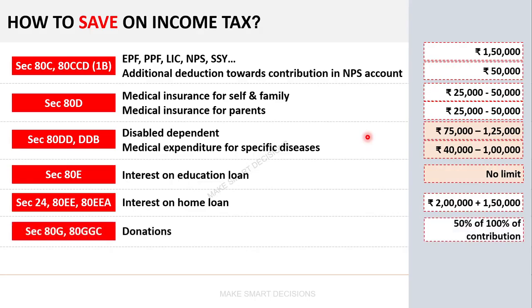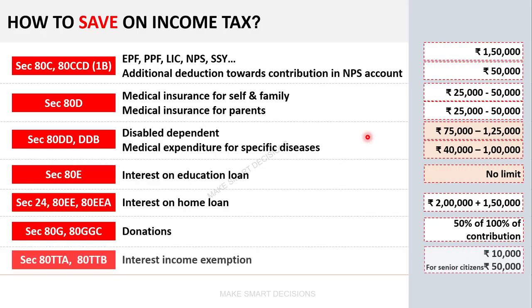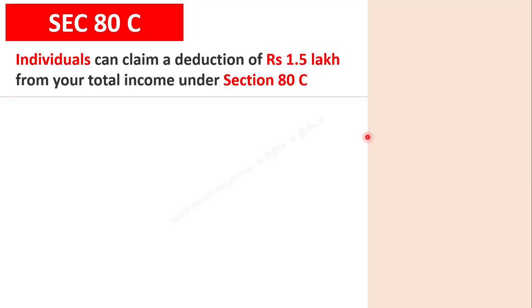Via section 80G and 80GGC, you can claim deduction on the donations that you made to various charitable institutions. Via section 80TTA and TTB, you can claim deduction on the interest that you earned on your savings account. Now, if you sum up together, it would come approximately around 4,85,000 or in fact more, depending on your age and how much exemption or deduction you are claiming in each of these sections. Now let's look at each of them in detail.